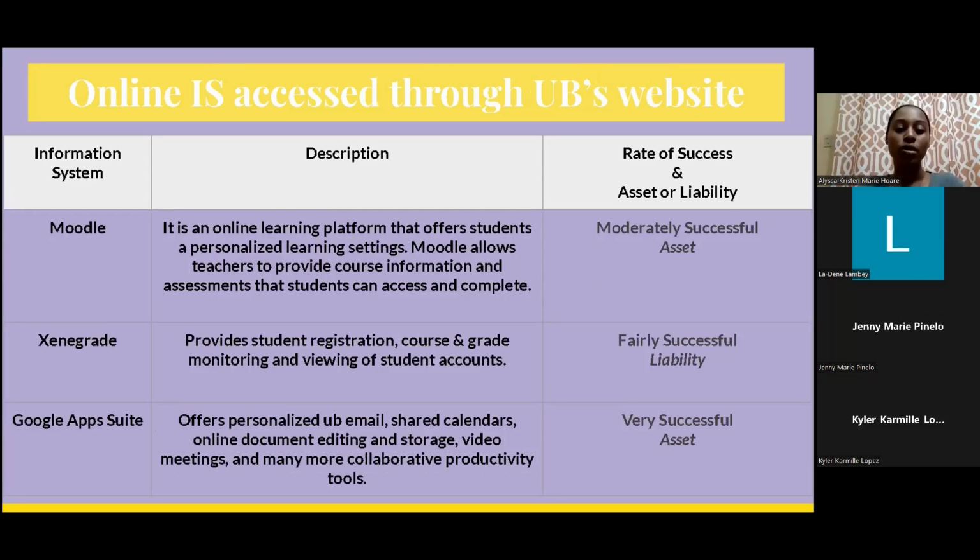Next, we have Google Apps Suites, which offers personalized UB email to students and teachers. Then Google Apps Suites also offers shared calendars, online document editing and storage, video meeting, and other collaborative productivity tools. We rated this as very successful and an asset to UB.